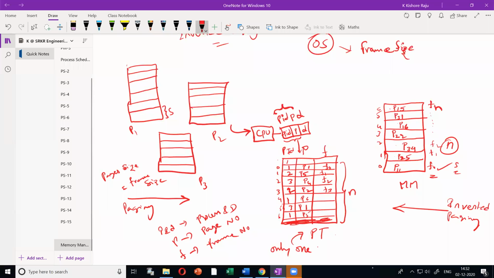Suppose you want P25, then yes it is there, P25 is there. P25 indicates the fifth page of the second process. Now where is the fifth page of the second process? It is in F1. Then F1 will be returned as the frame number, and the offset will be transferred as it is. So now this is the logical address and this is the physical address. Is it clear or not? Is inverted paging clear?